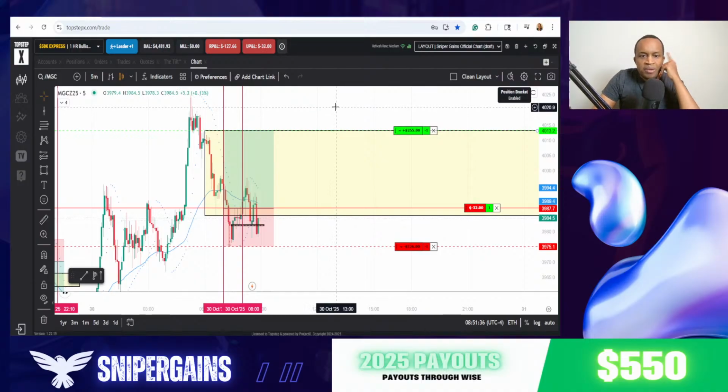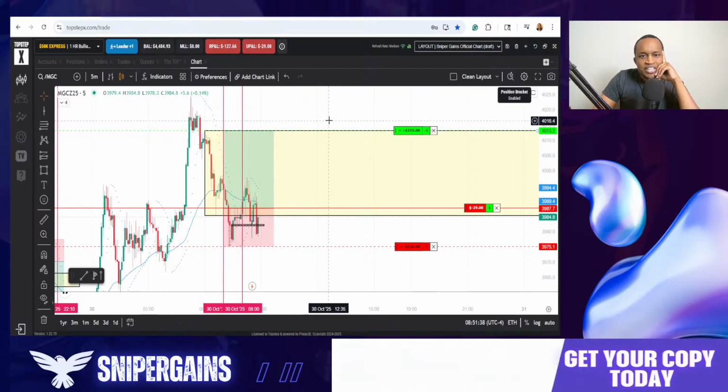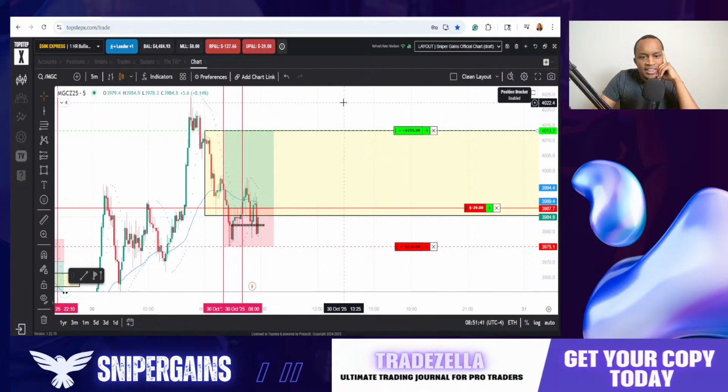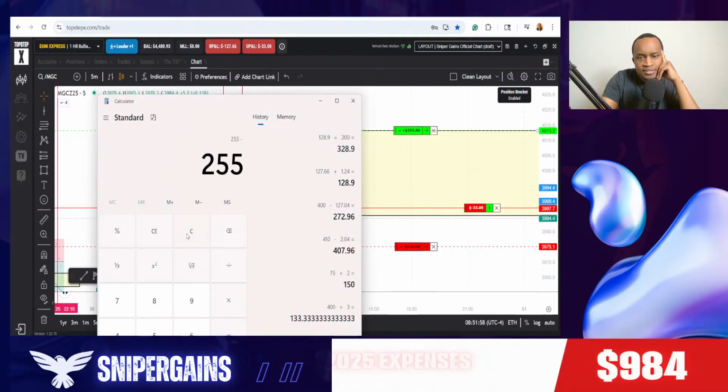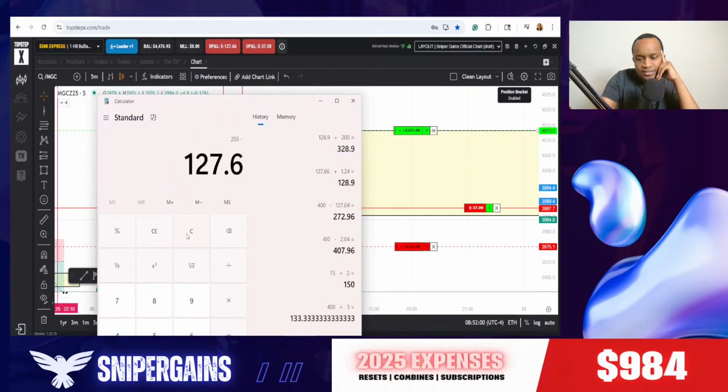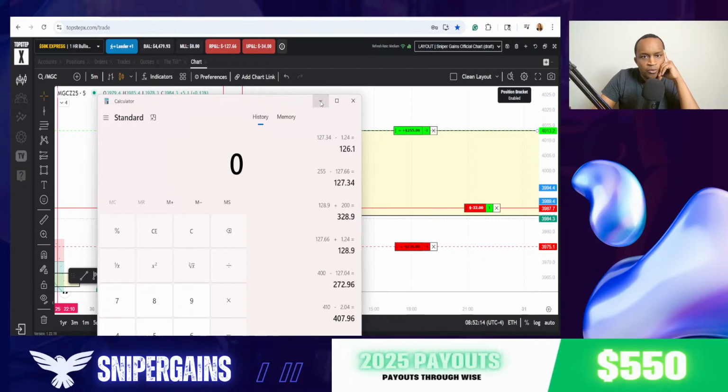Okay, so what's running in my mind is, do I take the chance to push up to hit that target of 200 to close it strong? Or do I go for the base hit at 255? So if I went for 255 minus 127.6, and then minus another 124, we would be closing the day at 126.10. But if we get it to a $200 winning day, it could be helpful.